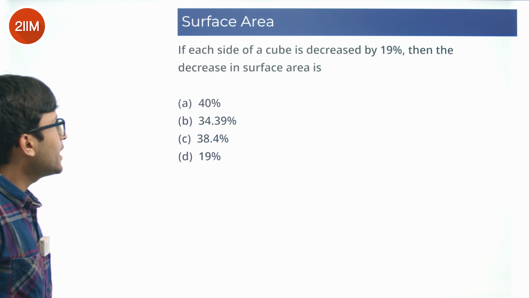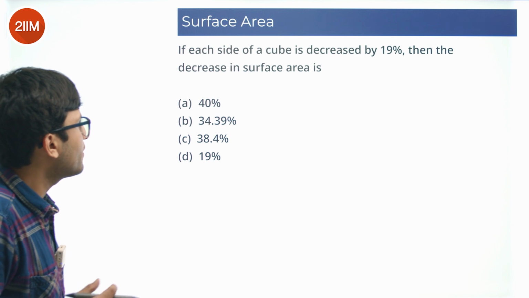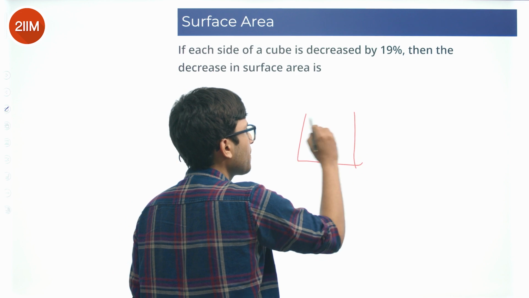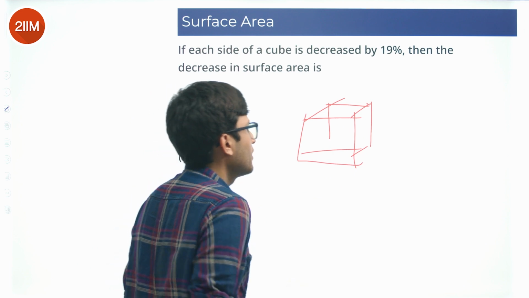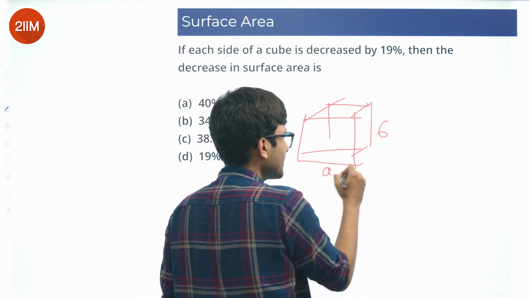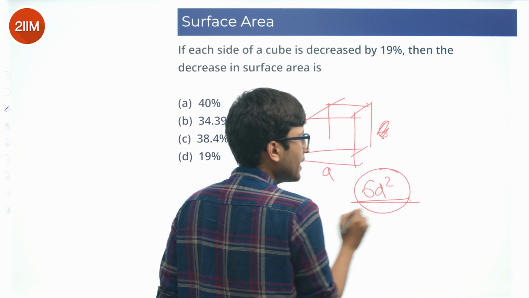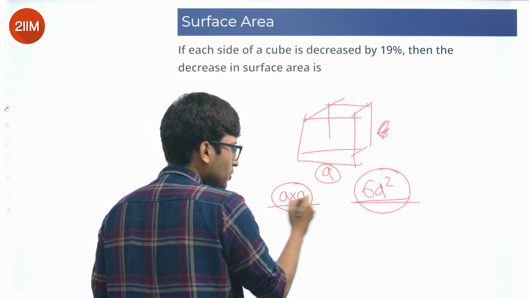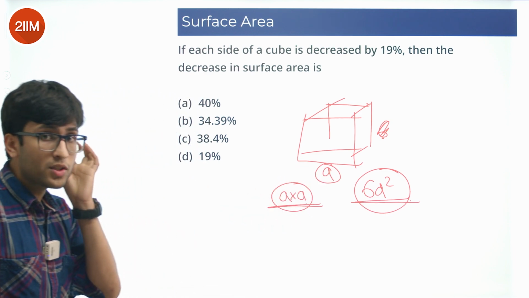Surface area. If each side of the cube is decreased by 19%, then the decrease in surface area is, okay, there are multiple ways of solving. First of all, each side, if I am having a cube, the best I can draw. So if the side is A, then surface area is 6A square. So if the side is A, then it is dependent on A into A.